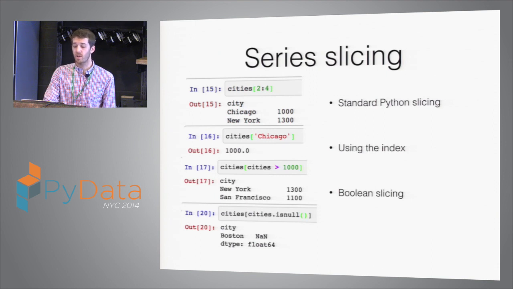You can also get values out of a series using Boolean slicing, and what Boolean slicing is, within the square brackets, you pass in some sort of condition.